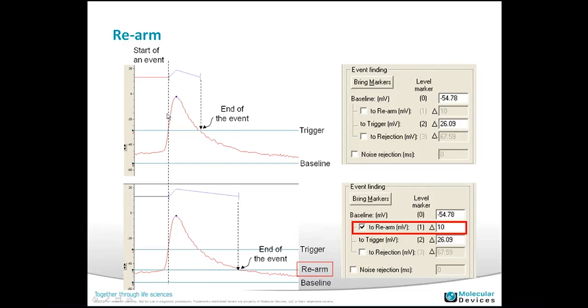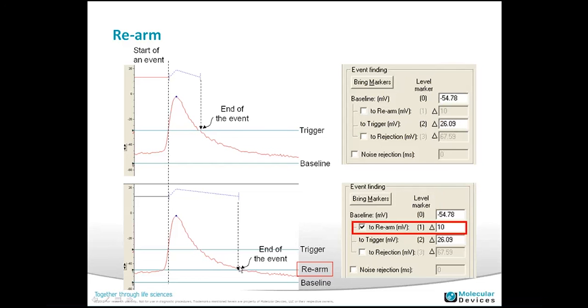Now, if no arming level is selected, for example, in this case, the next crossing of the trigger ends the event. So when the event comes to here, that will be the end of the event. Now, if you specify a value for the rearm level, for example, here we put a delta 10 millivolts above the baseline. Okay. Now the crossing of this level will indicate the end of the event.